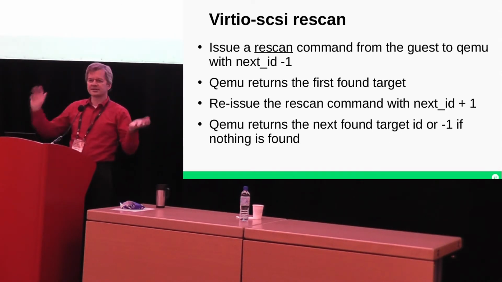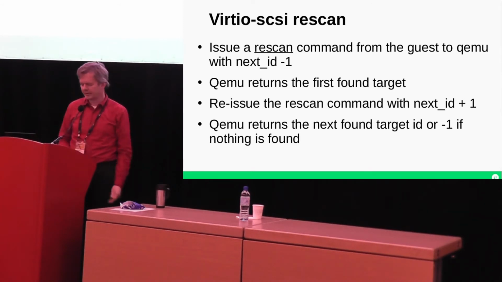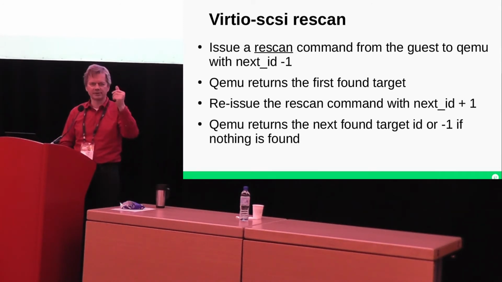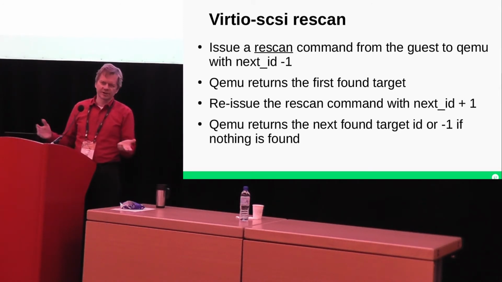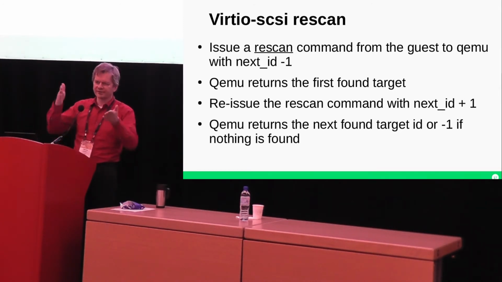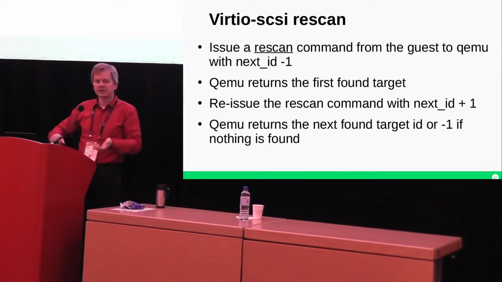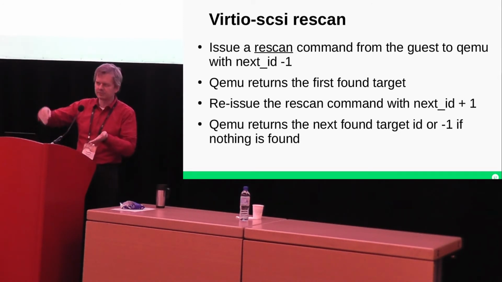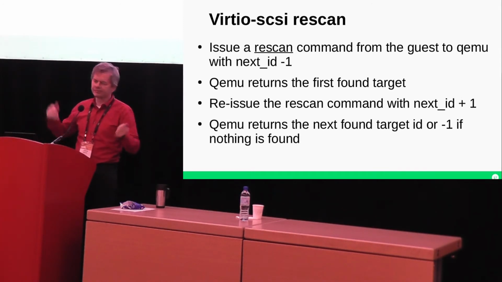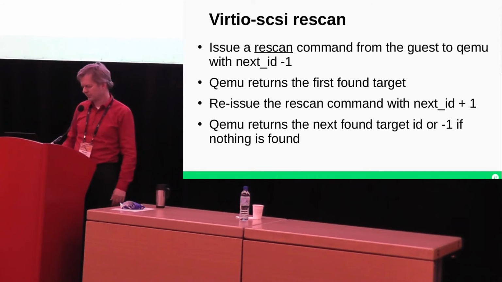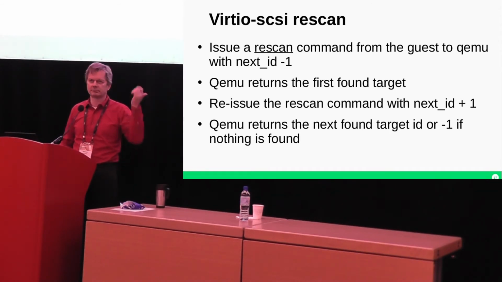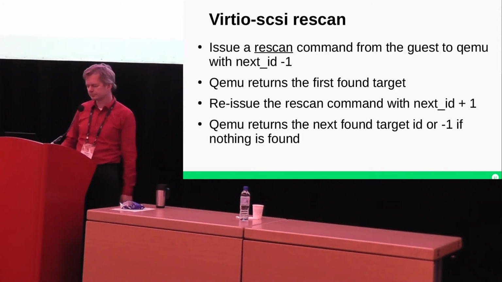And so you just issue a command setting the next ID to -1, meaning, okay, give me the first one. Then you get a number back, and you just reissue the command with that returned number +1, indicating, I want to see the next target. If it has the next target, you get the next target with the set number, and if not, you get -1 back, telling you, okay, no next target. Which is quite simple, and as you can see, a dead simple protocol.